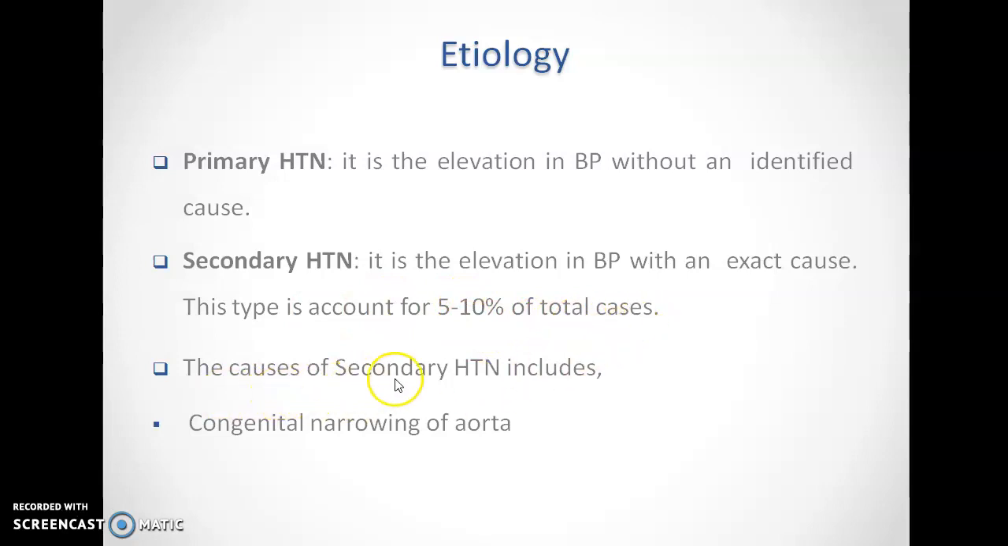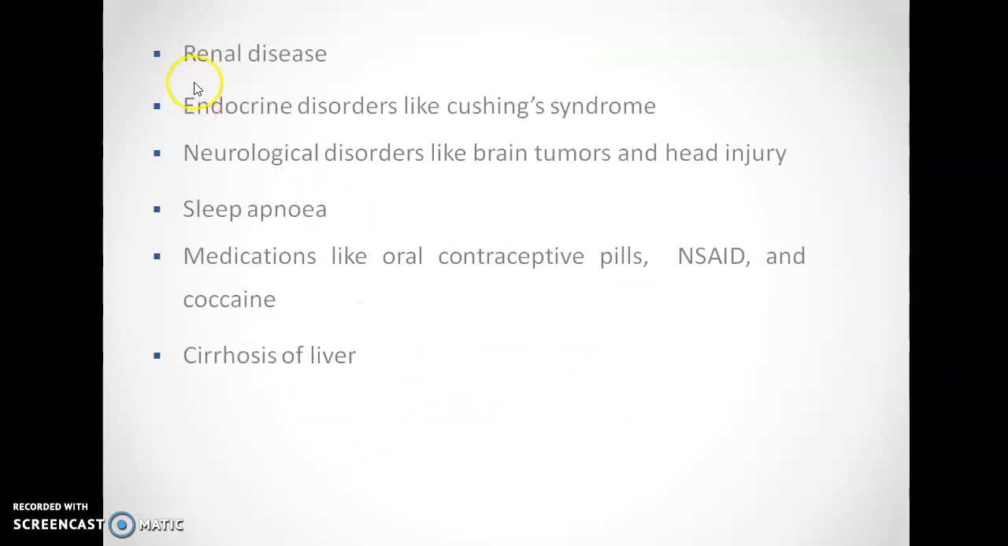The causes of secondary hypertension include congenital narrowing of aorta, renal disease, endocrine disorders like Cushing's syndrome, neurological disorders like brain tumors and head injury, sleep apnea, medications like oral contraceptive pills, NSAID and cocaine. Last cause of secondary hypertension is cirrhosis of liver.